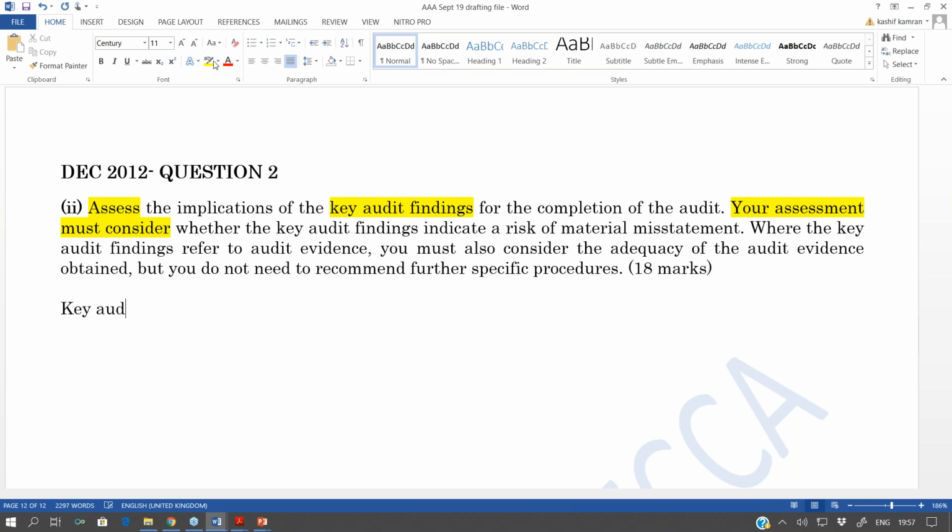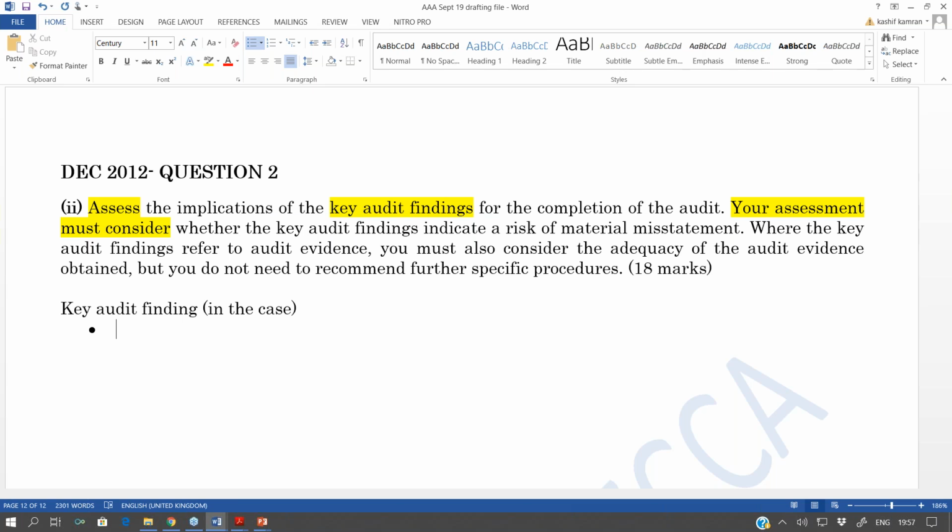There are some key audit findings in the case, whatever they are. In the last question, we had three issues. In this question, what do we have? The findings of the auditor, the key audit findings. What does key audit finding mean? The findings of the auditor. Now we have to read the findings of the auditor, and what we need to do, number one, is see how many findings there are once we read the case study.